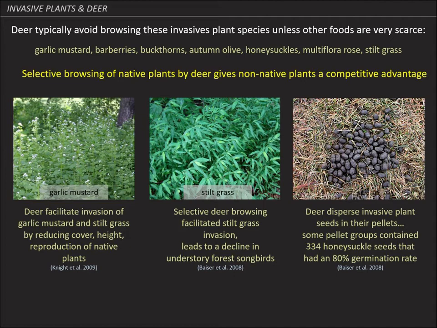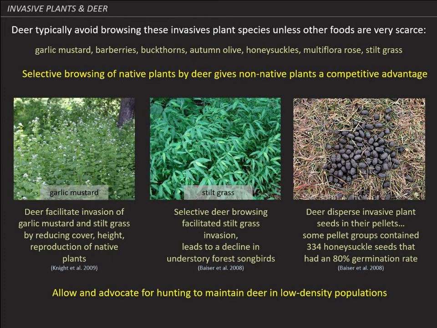Deer not only help invasive plants by browsing competitive native plants, deer disperse invasive plant seeds in their fecal pellets. A single pellet group, one defecation, may contain over 300 honeysuckle seeds that have a germination rate as high as 80%. In landscapes where deer density is high, reducing deer density via hunting may be the most effective way to encourage native plants.